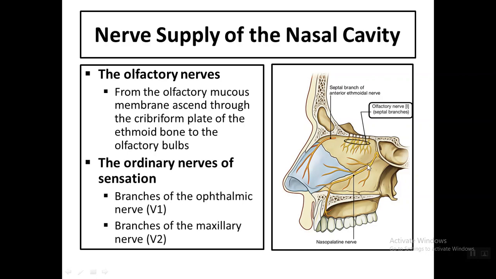And the ordinary nerves of sensation, which are for pain, touch, and temperature, are branches of the ophthalmic nerve. We can see here, for example, the septal branch of the anterior ethmoidal nerve, a branch of the ophthalmic nerve, and branches of the maxillary nerve, which include the nasopalatine nerve.